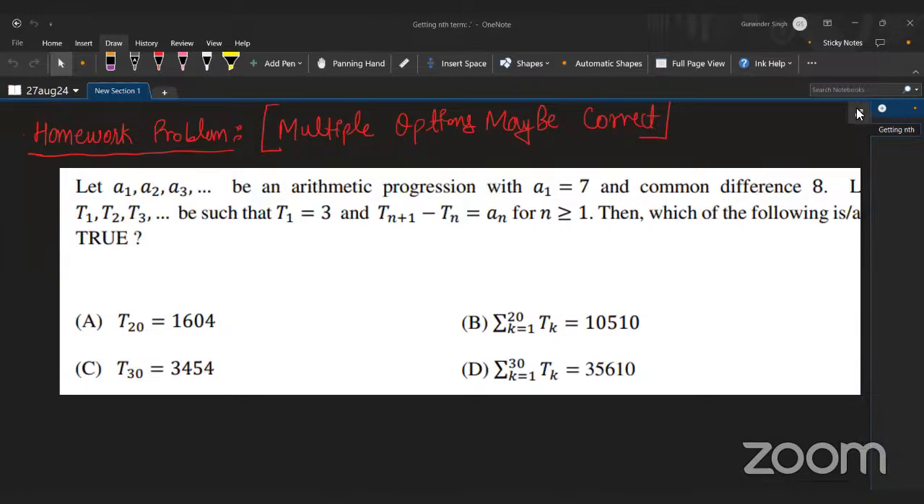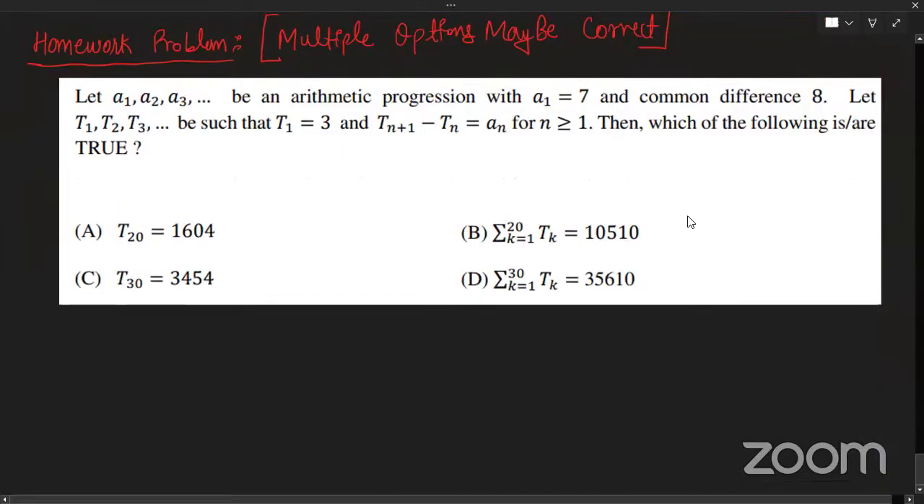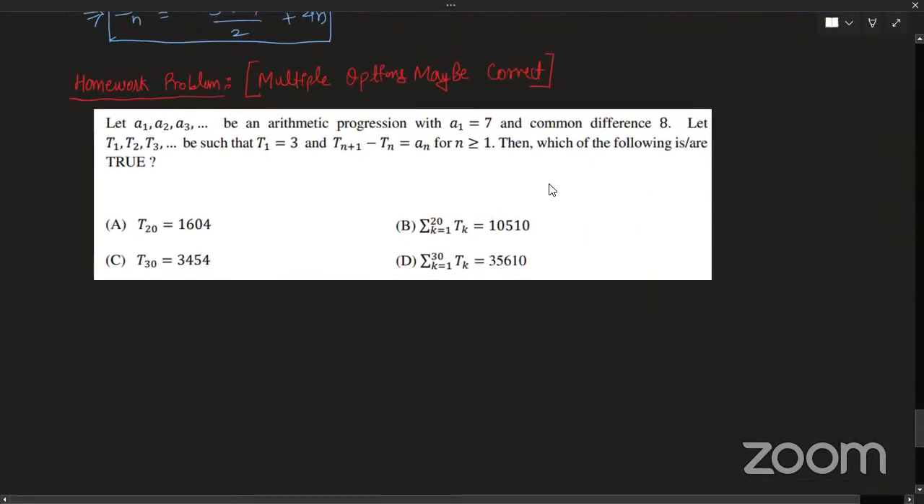Yes, it was 27. Absolutely correct. So I hope my screen is visible. Yes, sir, it is visible, right? This is the question, right?